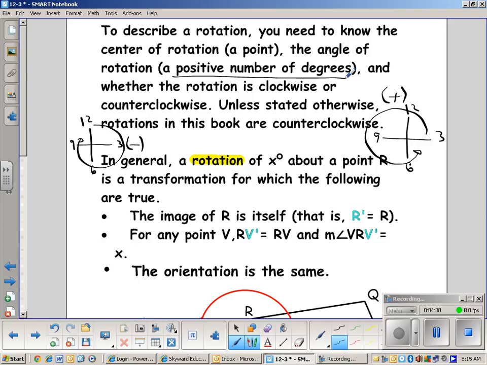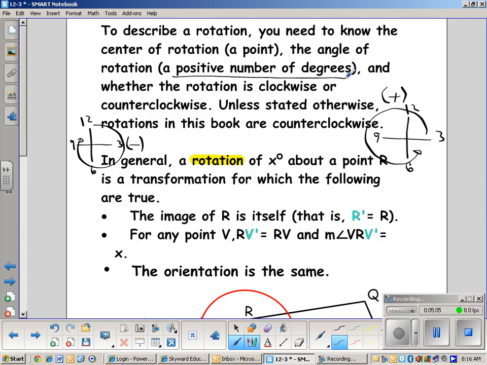So in general, a rotation of x degrees about point R is a transformation in which the following are true. The image of R is itself. Just like when you reflect a point that's on the line, that point doesn't move anywhere, does it? When you reflect a point on the line over the line, it still stays on the line. If I have a point to the left of the line and I reflect it over the line, I get a point to the right. But if my point is on the line when I reflect over the line, it stays on the line, right in the same place.